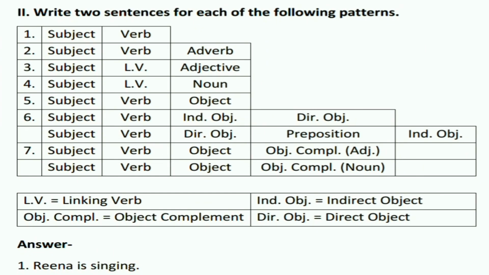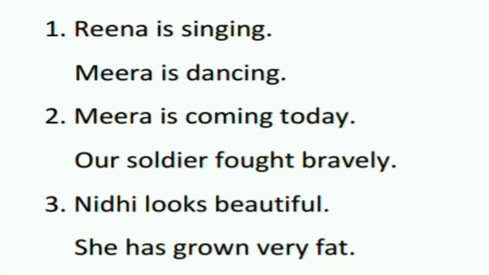Question number 2. Write 2 sentences for each of the following patterns. In this question, my dear students, you have to use pattern first, second, third, fourth, fifth, sixth and seventh and make the sentences for each pattern. First one is subject, verb, and the answer is Reena is singing and Meera is dancing.